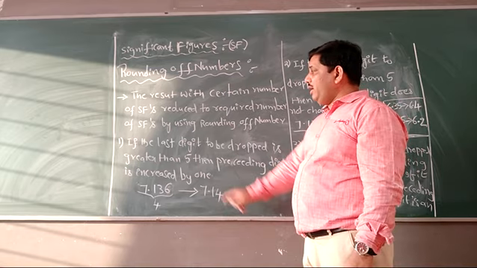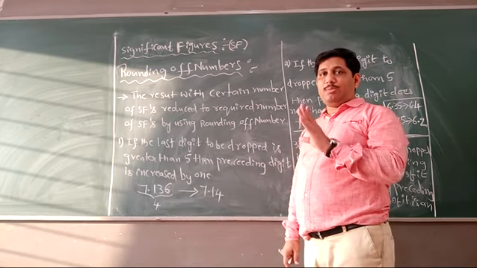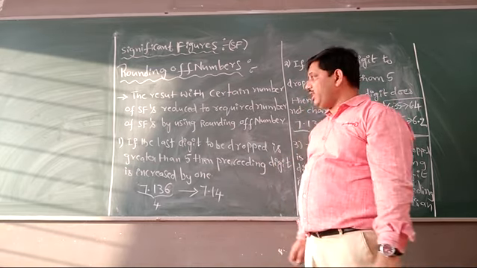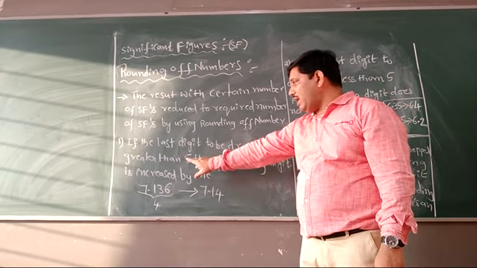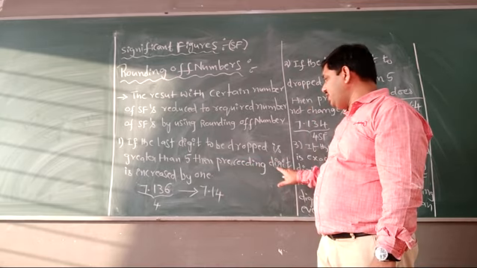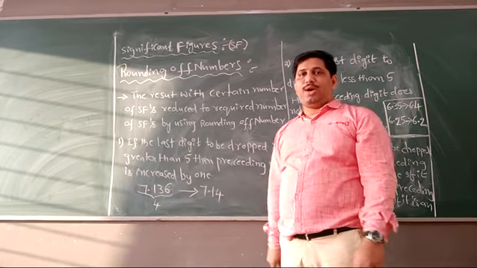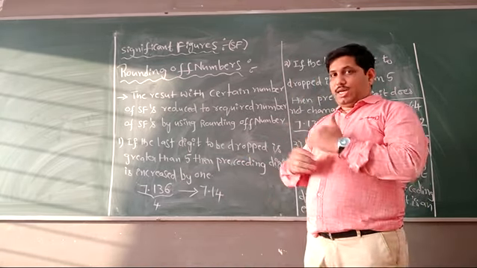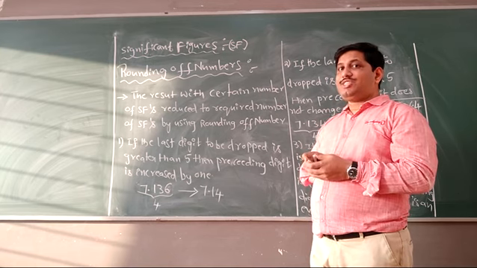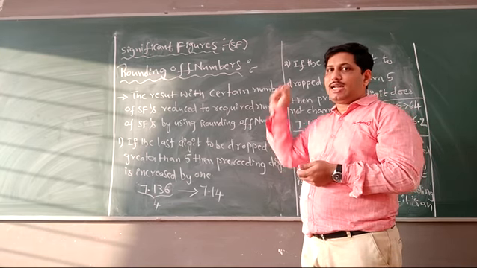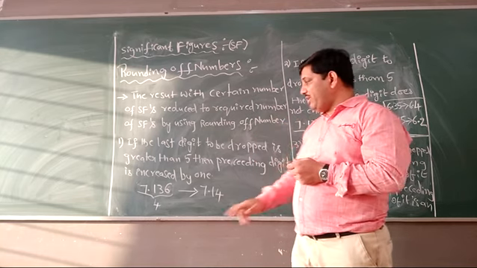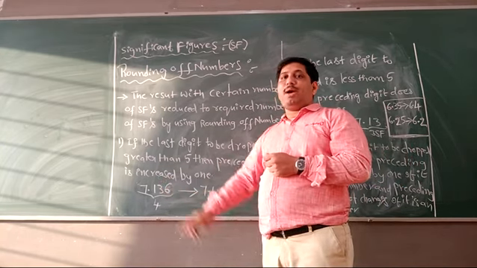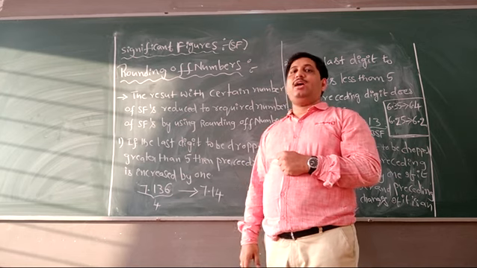For example, students, here 3 rules are there. Rule number 1, 2, 3. The first rule is: if the last digit to be dropped is greater than 5, then the preceding digit is increased by 1. While rounding the numbers, if the last digit to be dropped is greater than 5, that is 6, 7, 8, 9 like that, the preceding digit is increased by 1 unit.